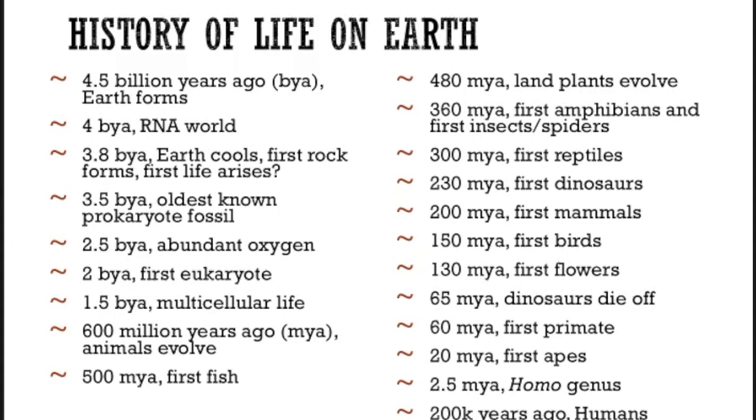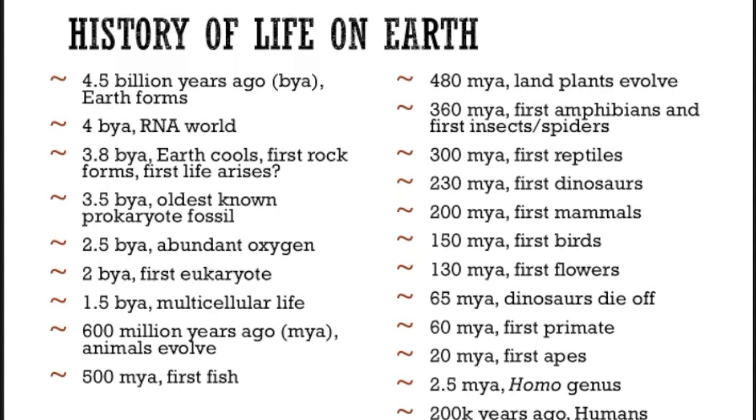At this time, it takes about a billion years for something really important to happen, and that is for oxygen to start accumulating in the atmosphere. The only way that oxygen can accumulate in the atmosphere is if there's photosynthesis going on. And so photosynthesis started happening somewhere between 3.5 billion years ago and our known 2.5 billion years ago. This happened in prokaryotic cells like cyanobacteria. We don't see our first eukaryotic cell until about 2 billion years ago. And we don't see multicellular life until 1.5 billion years ago.